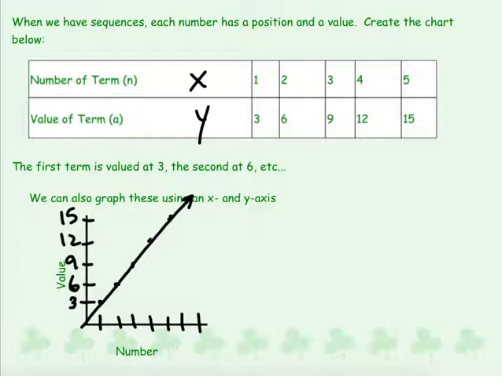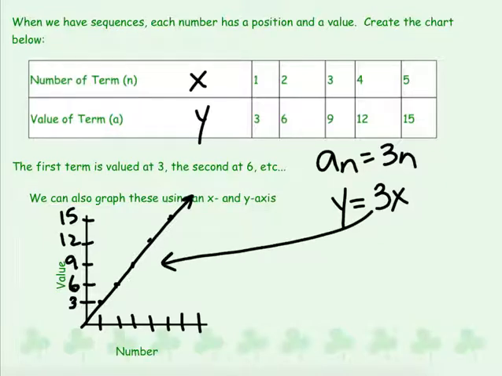It is linear. You can think about, we found an equation of a sub n is equal to 3n. Well, that's like saying a sub n is actually y, and x is n. So we have y equals 3x. That would be the equation of this line. It has a slope of 3 and a y-intercept of 0.